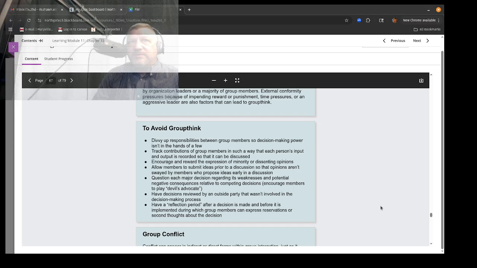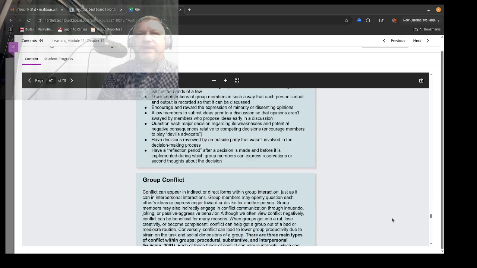Question the major decision-making process, look for any weaknesses and potential negative consequences to any competing decisions. Play the devil's advocate role, meaning question. If we think we've got too easy of a plan, too good of a plan, too early, we might need to look at that and start to poke holes in it. And in that, we can come up with a better plan overall. Have the decisions reviewed by an outside party that was not involved in the decision-making process, and have a reflection period. Come up with ideas, think on it, ruminate, and then come back, meet again.